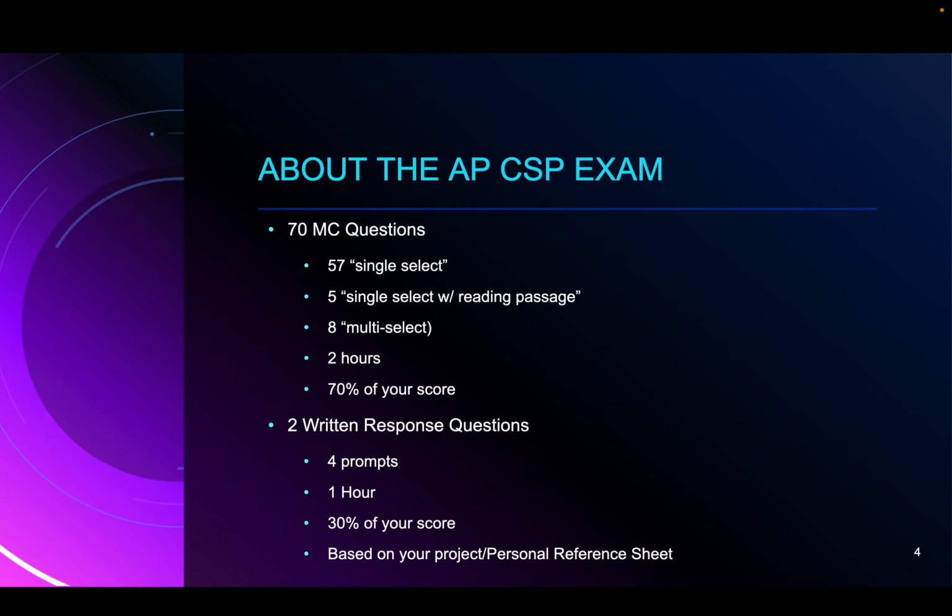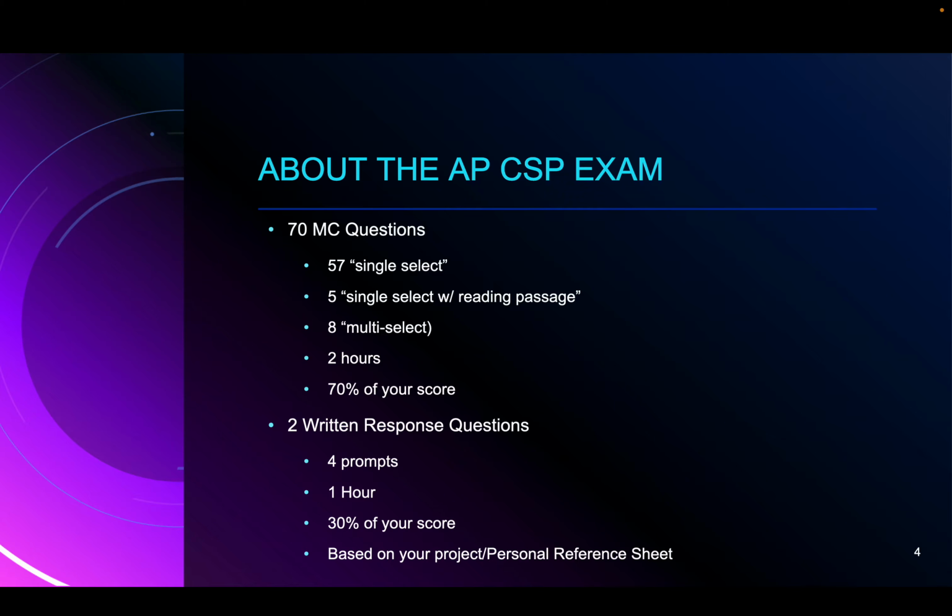So most of you should be aware of this, but just in case you're not, for the multiple choice exam, you will have 2 hours. Unless you have an accommodation for extended time, you need to talk with your teacher or your AP coordinator about that. But for most students, you'll have 2 hours to answer 70 multiple choice questions. Of those 70 questions, 57 are what we call single select, just your typical, regular question.